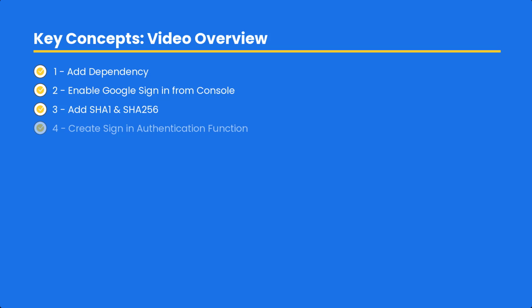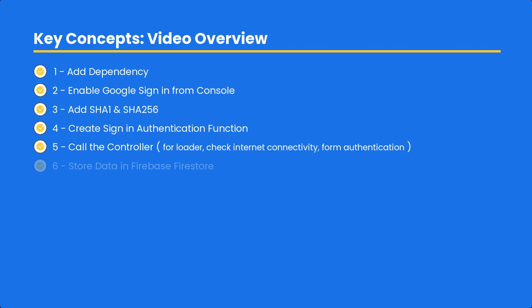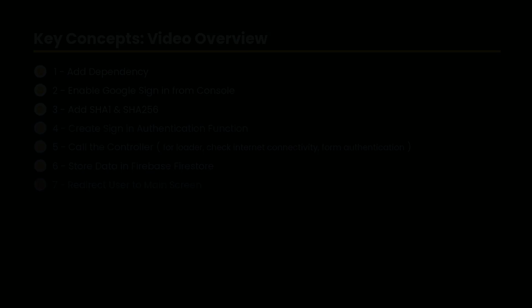After that, we are going to create a function inside our authentication repository which is going to handle everything related to the sign-in authentication. Then we will use the controller to start loading, check the internet connection, perform authentication, and store the data inside user Firestore if it's the first time for the user. And then we will redirect the user to the main screen. So let's get started.